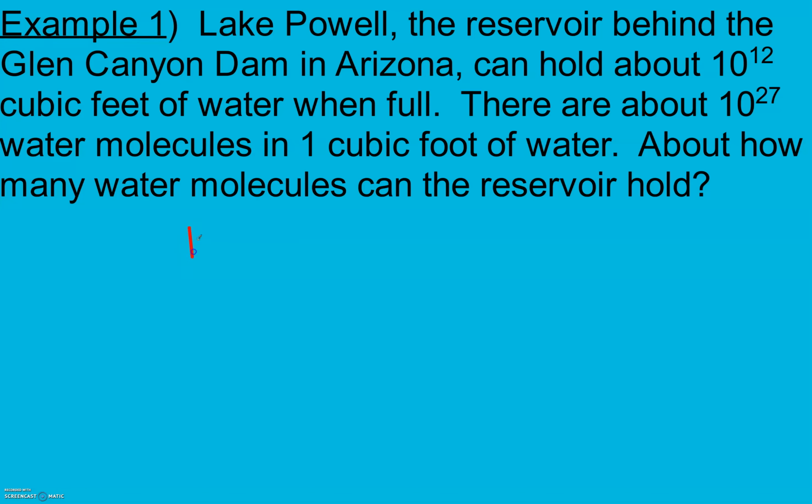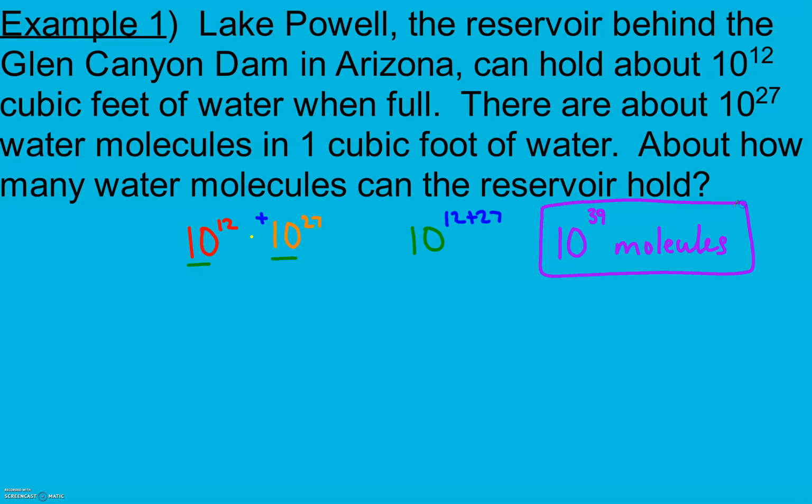So, if there are 10 to the 12th cubic feet of water, and each one of those has 10 to the 27th molecules, we can multiply those together. When we do that, since we have the same base, we keep our base and we add our exponents. So 12 plus 27. Again, that base is the same, and we get to the 39th power, and that's how many molecules. So 10 to the 39th power molecules.